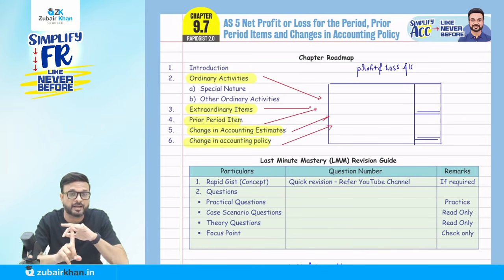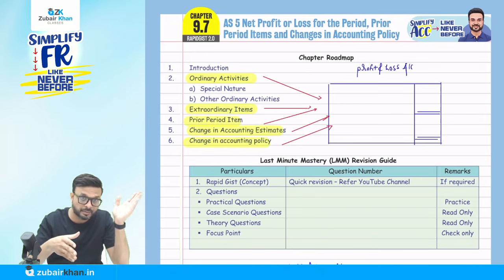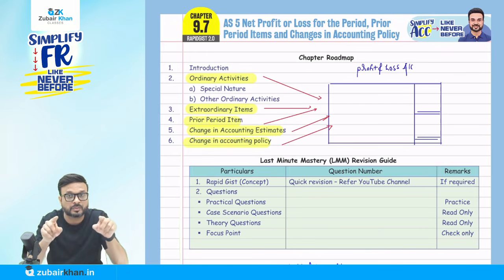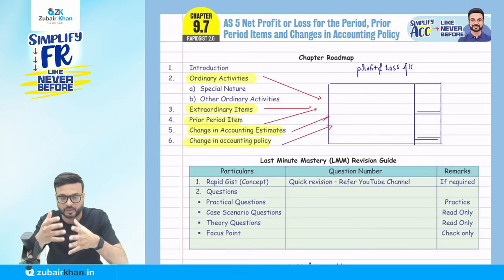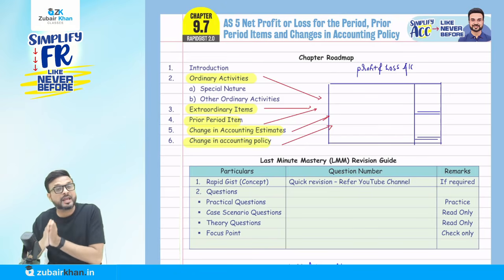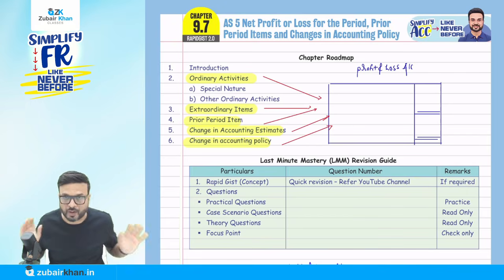Then there is the prior period item. There are certain errors which we have done in the previous year, and now we are rectifying them. It might happen that we are changing the accounting estimate, or changing the accounting policy. So in these profit and loss accounts, so many items are coming, and the standard says how to present those items. This accounting standard exclusively talks about only and only the profit and loss account.